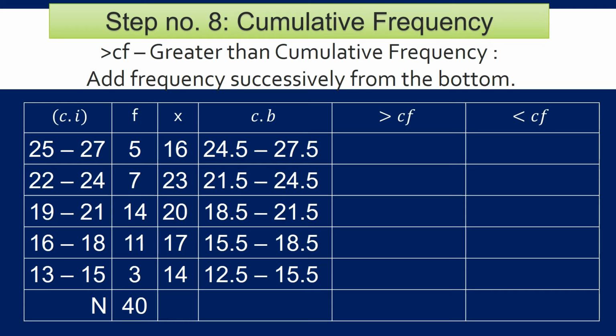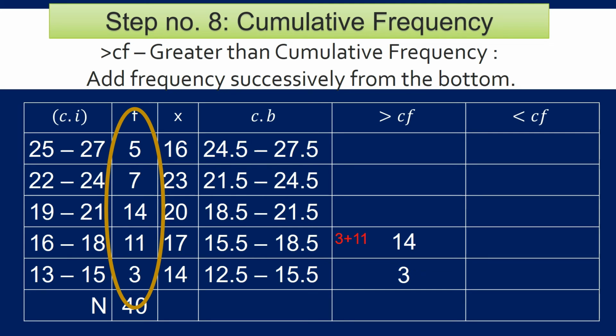Step number 8 is cumulative frequency, and we will begin with the greater than cumulative frequency, meaning we will add the frequency successively from the bottom. So this would be our reference, the frequency column, and we just have to copy the frequency of the lowest class interval, that is 13 to 15. So I copied 3, and this 3 will be added to the next frequency, which is 11.